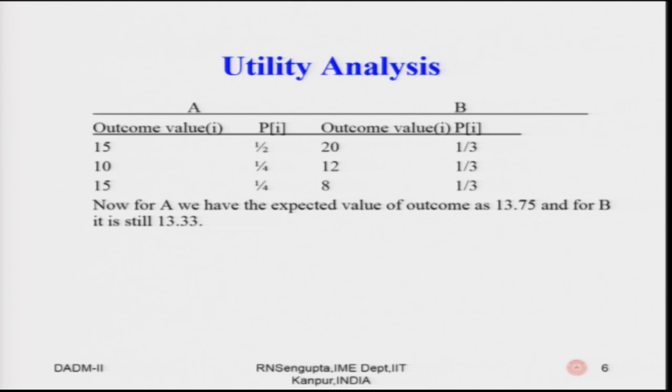Now, if we again recalculate, the values come out like this. For A, we have the expected value of the outcomes as 13.75. Again, we calculate 15 into half plus 10 into 1/4 plus 15 into 1/4. That value comes out to be 13.75, while for B, the values have not changed, so it will continue to remain 13.33.